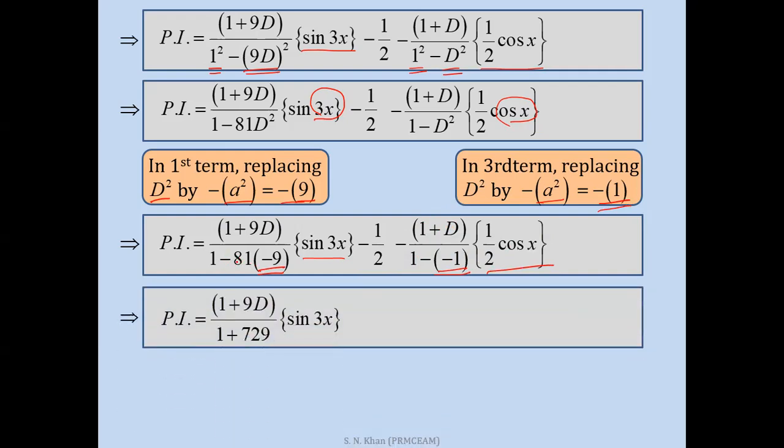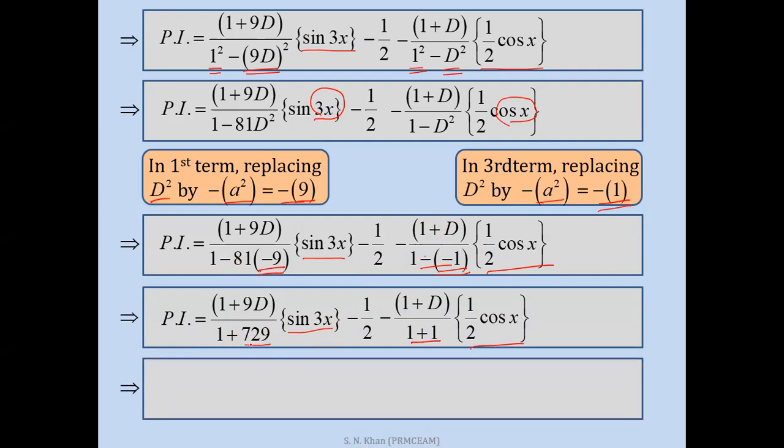Minus minus it will become plus, and 81 into 9 it will become 729. Again function as it is. Second term as it is. Third term का numerator as it is रखना है, and 1 and minus minus it will become +1. ठीक है? Again function as it is. Now 1 plus 729. So 1 upon 730 it is constant.